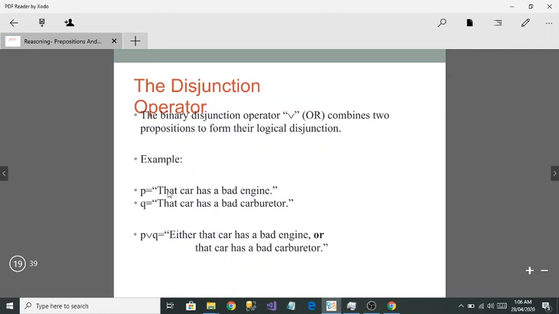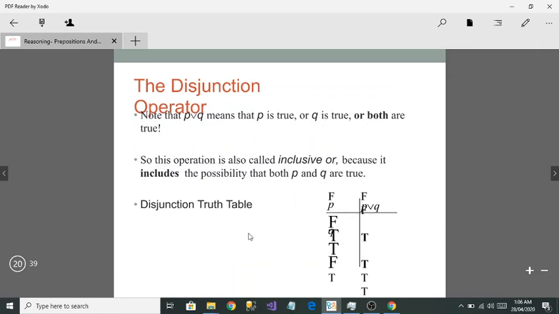So let's see an example. P is "that car has a bad engine," and Q is "that car has a bad carburetor." So P or Q is "either that car has a bad engine or that car has a bad carburetor." So let me tell you its disjunction truth table. This operation we can also call inclusive or. Let me show you its truth table.